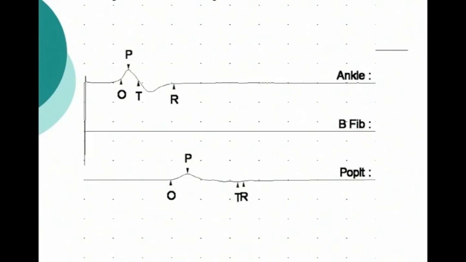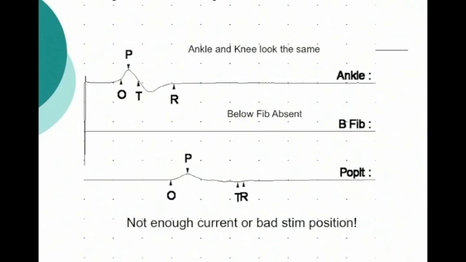Now look here. What happened here? Here we get a response at the ankle, and we get a response at the popliteal fossa, which is the knee. Well, that doesn't make sense, because if you can stimulate at the ankle and you can stimulate at the popliteal and record a response, you really should get a response below the fibular head. It's absent in this one. What happened?